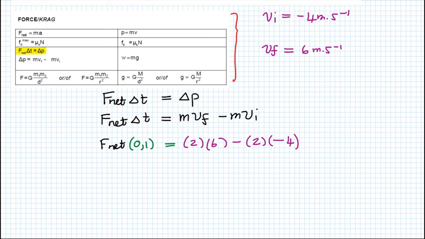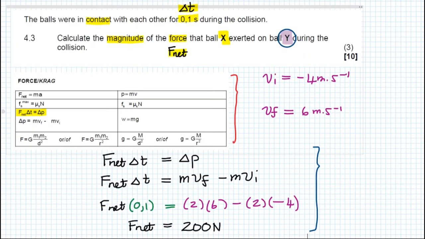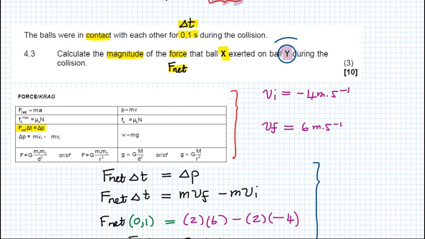Now we manipulate the formula, and in the end, we find that the net force is going to equal 200 newtons. That is the magnitude of this net force. You will see in this specific formula, I used the mass and velocities of ball Y. The reason I did so is because ball Y is the ball that is experiencing the force. But you will soon realize, if you do the calculation using ball X's mass and its velocities, that you're going to get exactly the same answer in terms of magnitude, of course.